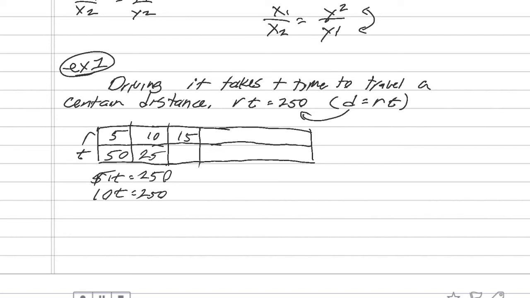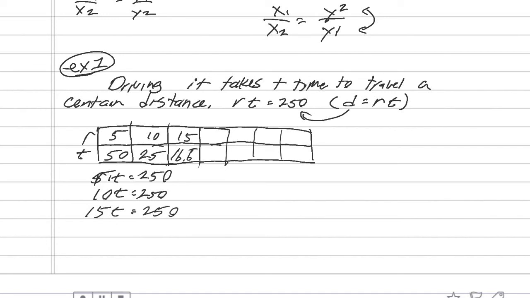And then this one would be 15t equals 250. So divide both sides by 15. 250 divided by 15, calculator comes in handy. You get approximately 16.6 repeating. And you notice as my rate goes up, the faster I drive in this situation, the less time I'm traveling.